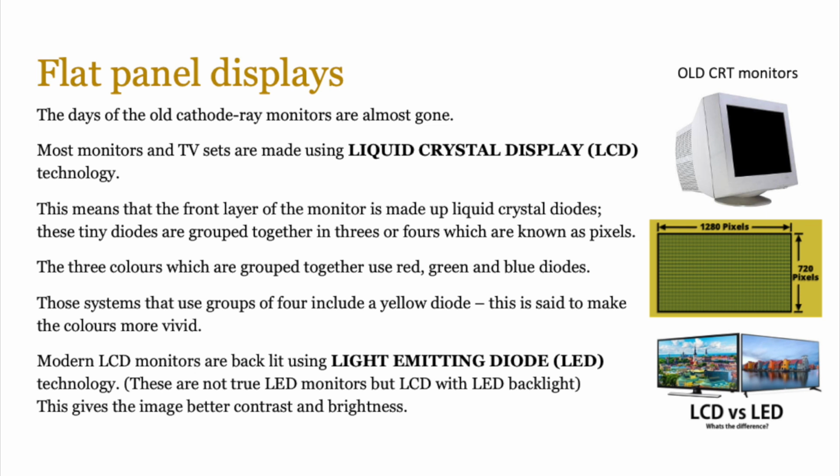So what happens with LCD technology? Well, the front layer of the monitor is made up of liquid crystal diodes, and these tiny diodes are grouped together in threes or fours, which are known as pixels. Three colors are grouped together using red, green, and blue diodes. So you've got tiny LED lights, which can just generate one color. Three of them are put together to form a pixel. Some systems use a fourth one, a yellow diode, and this is to make the colors a bit more vivid.